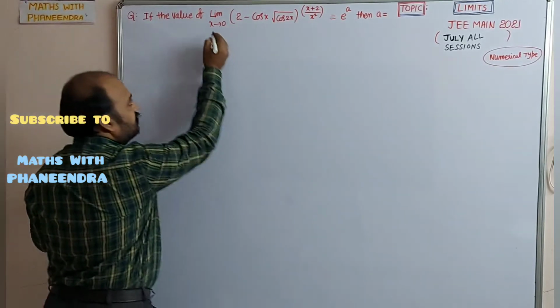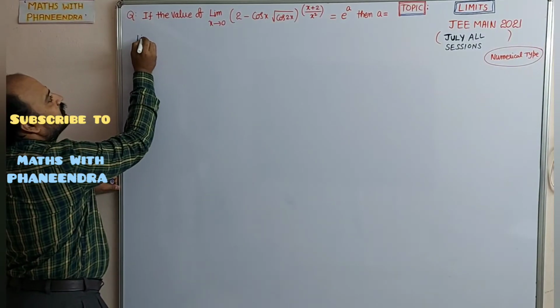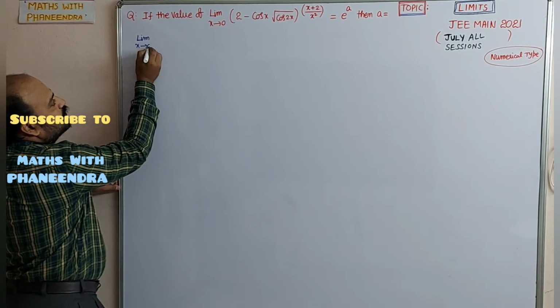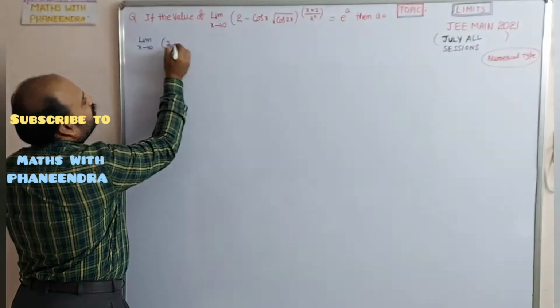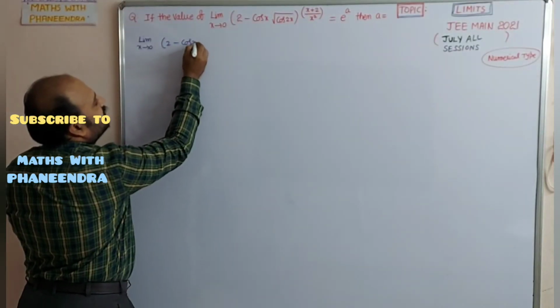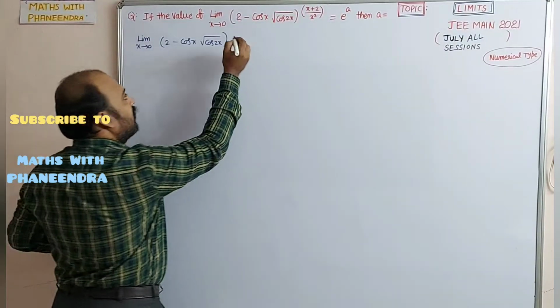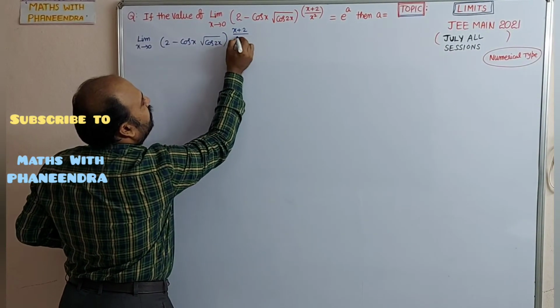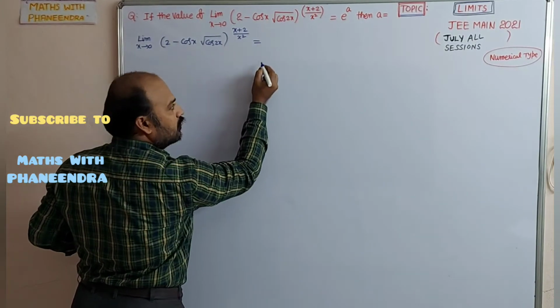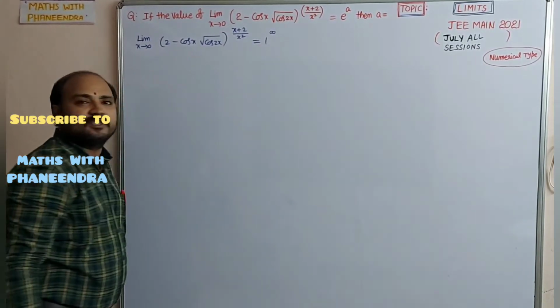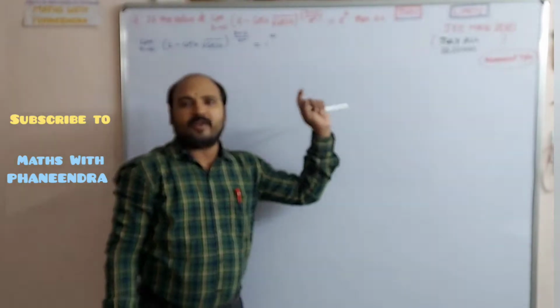The given limit as x tends to 0 of 2 minus cos x into root cos 2x, whole power x plus 2 divided by x square, is equal to, generally it reaches 1 power infinity. This value is given as e power a ultimately.